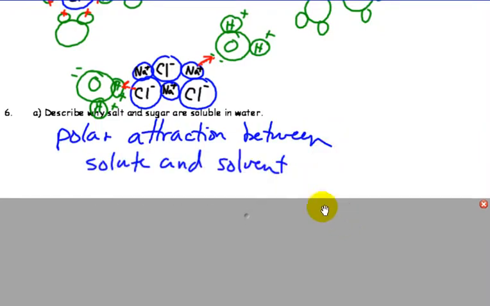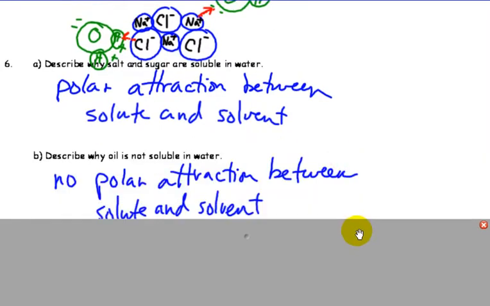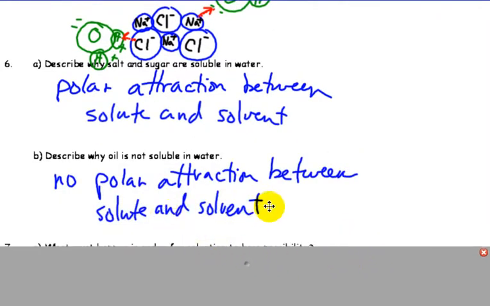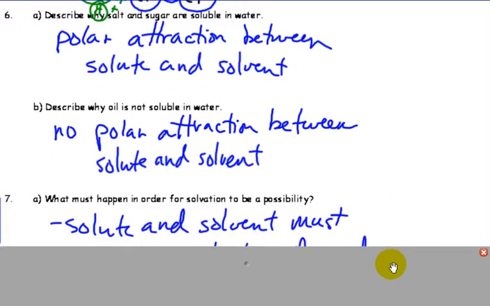Salt and sugar are soluble, polar attraction between the salt and solvent. Oil, we don't have that polar attraction happening there, therefore it is insoluble. Water cannot pull it apart.